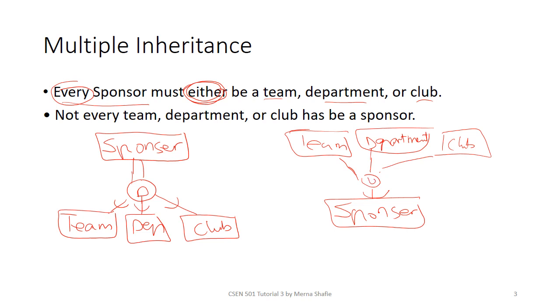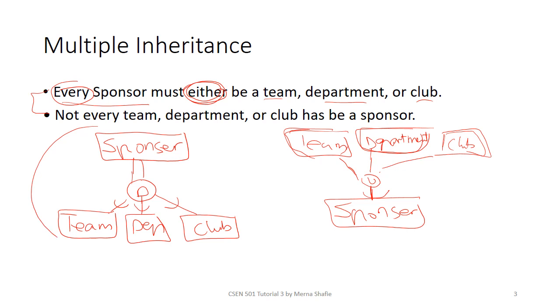Why is it a union? Because the sponsors are either one of its superclasses. So it's a union relationship. Now let's read the second statement. Not every team, department, or club has to be a sponsor. So not all the teams, departments, and clubs, say not everything in the superclass belongs to the subclass. So I will leave it as a partial participation. It will be only one line here.